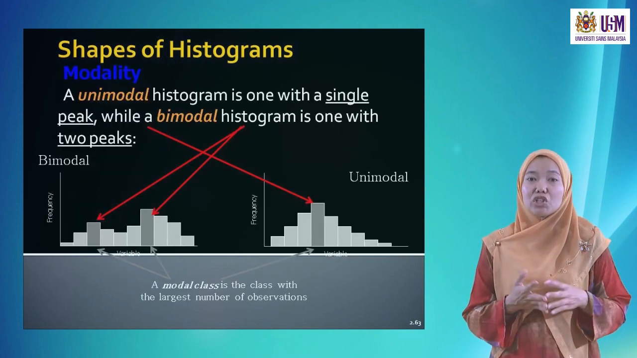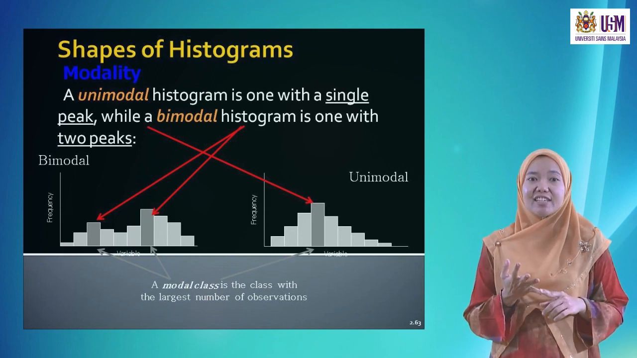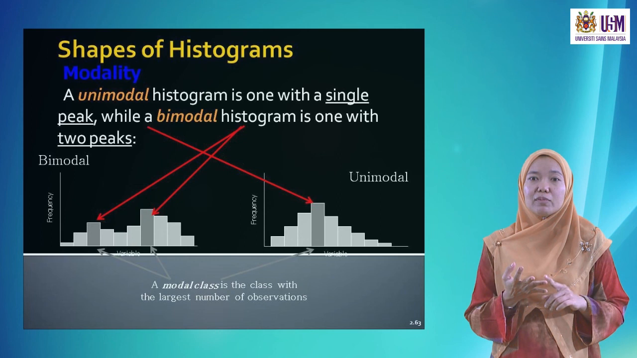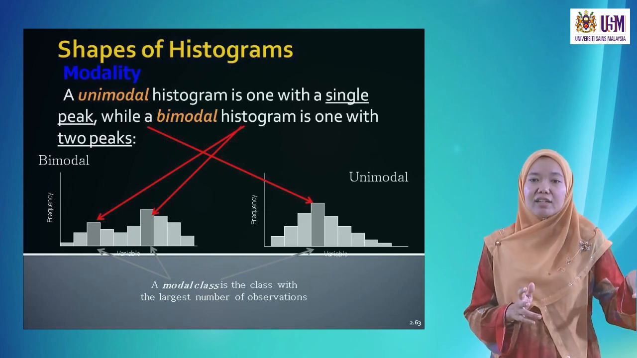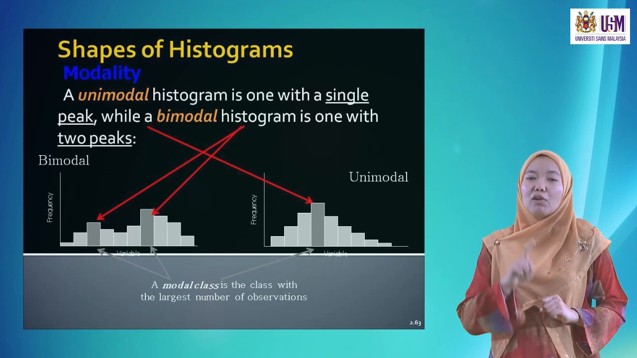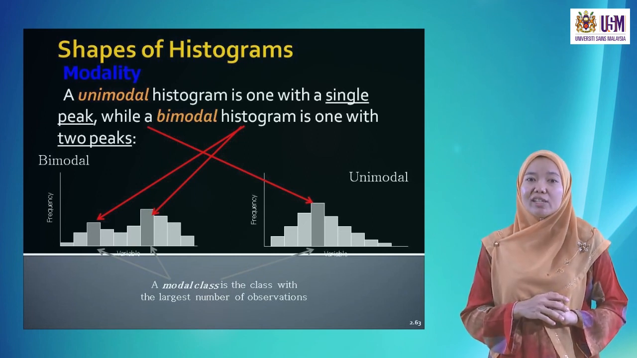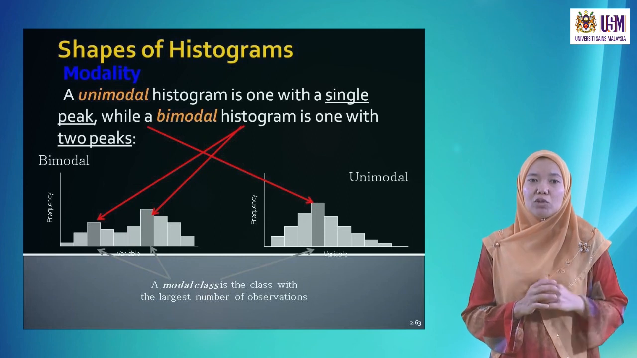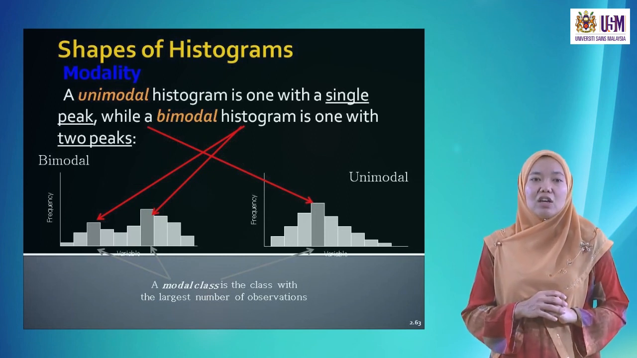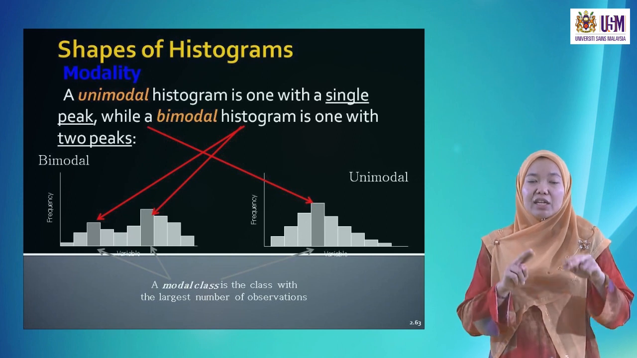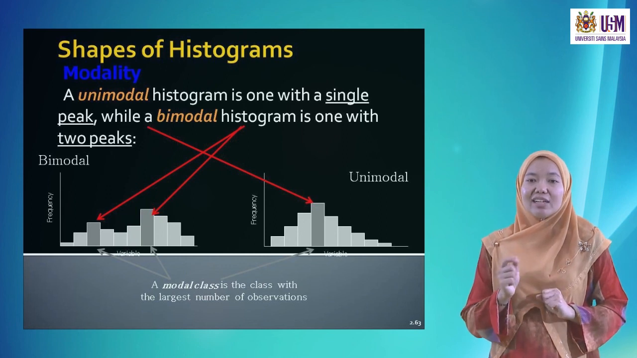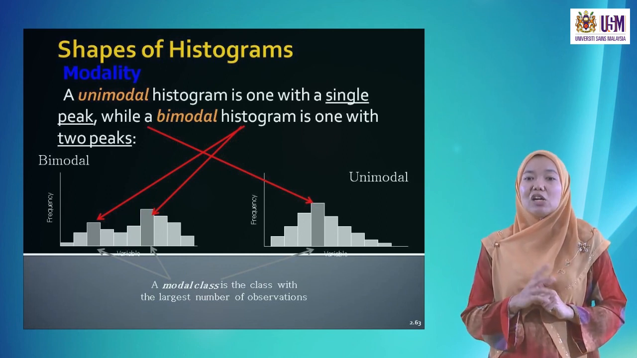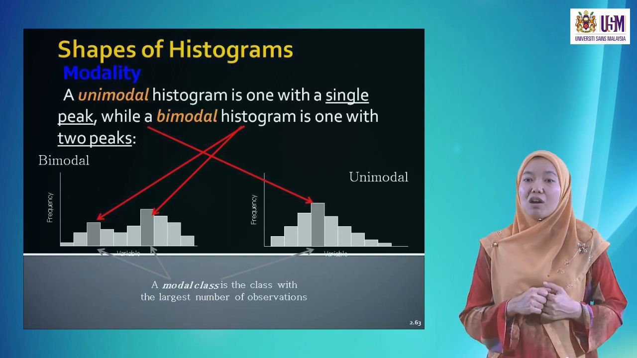Another way of describing the shape of a histogram is by looking at the modality. A unimodal histogram is one with a single peak, while a bimodal histogram is the one with two peaks. Look at the right-hand side first. You have only one peak, so we call that a unimodal histogram. While for the bimodal histogram on the left-hand side of the screen, you see two peaks. It looks like you have two histograms combined together. So a modal class is the class with the largest number of observations. Later on, we come across mode.